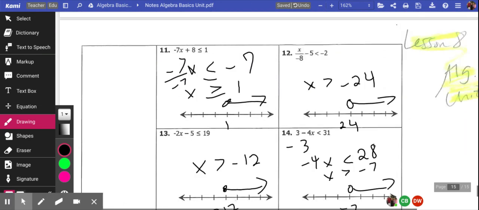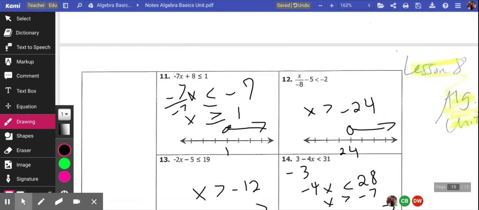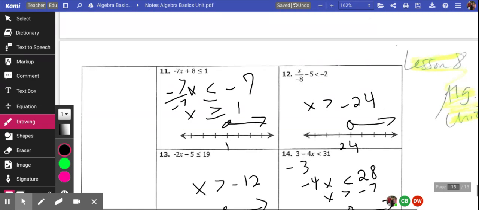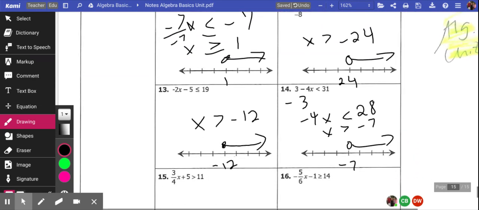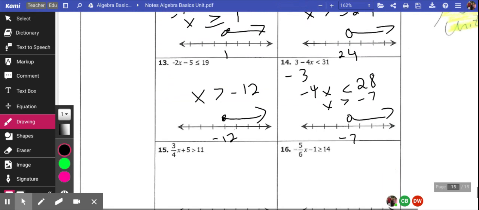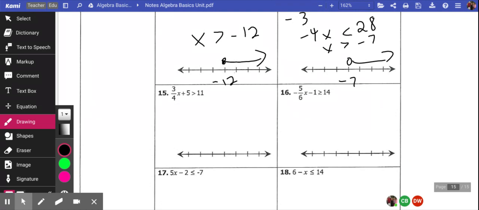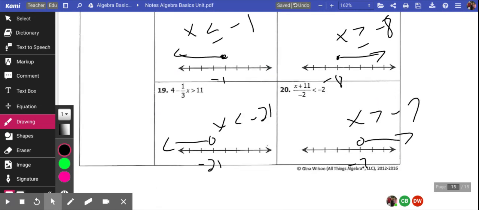Okay, so far I have these done for you. Number 12 is going that way. You had to flip it because you multiplied by -8. On 13, you had to flip it. You divided by -2. And on this one, I wanted to make sure that you subtracted 3 first, brought down that negative, and then you had to flip it. Okay, go ahead and pause it again if you aren't done.